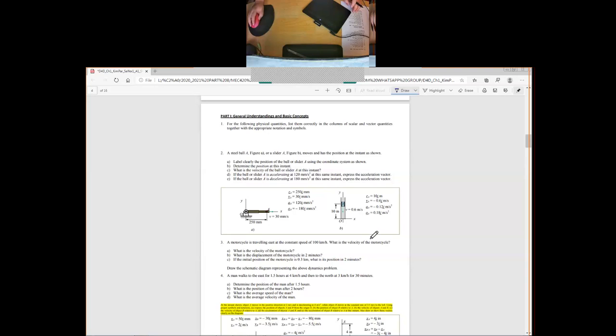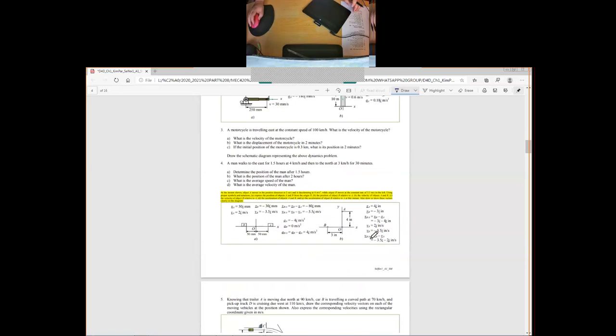Okay, let's do 102. This one, a motorcycle is traveling east at a constant speed, 100 kilometer. What is the velocity of the motorcycle? Huh? I have to do some calculation. Constant speed. So what are the equations to be used?